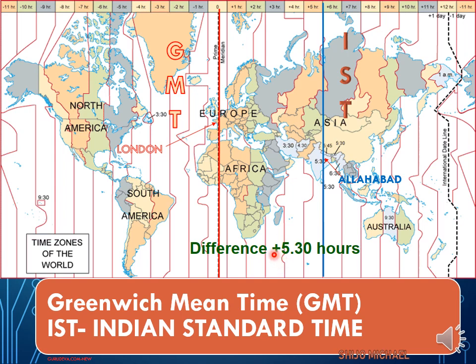How is this calculated? It is calculated on the basis of the longitude. If you want to move 1 degree longitude, it takes 4 minutes. So here the difference is 82 degree 30 minutes longitudinal difference. If we calculate according to the 4 minutes base, it will be approximately 5 hours 30 minutes. So the difference between GMT and IST is 5 hours 30 minutes. It is plus because it is on the east side. If we are moving to the west side, it will be minus.